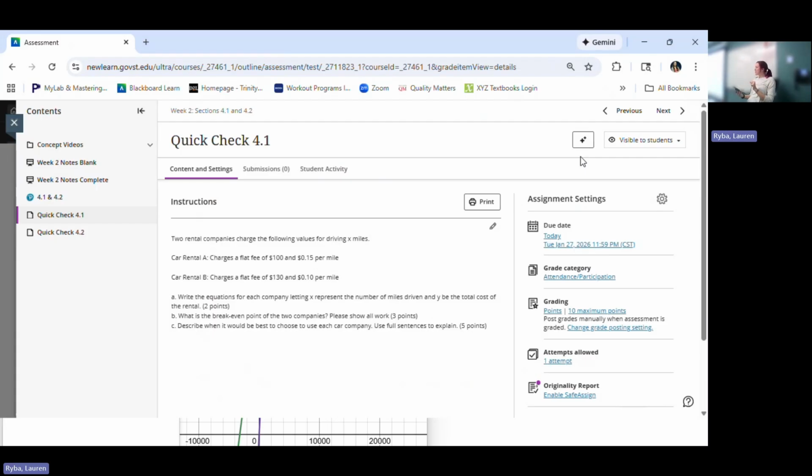If you don't know how to upload a picture from your phone to Blackboard, I can help you with that. If you don't know how to take a screenshot of Desmos, I can help you with that. So this is what we're going to end with today. Once you are done and uploaded, you are free to go.